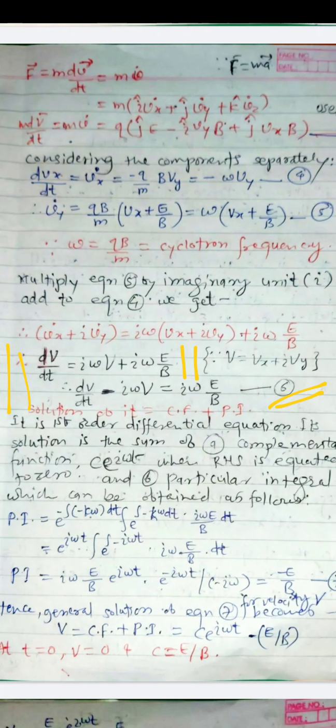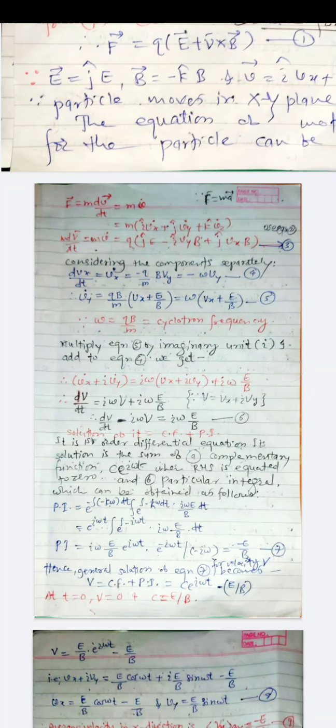The solution of a first order differential equation consists of two parts: the first part is the complementary function, CF, and the second part is the particular integral, PI. Therefore, the solution of equation 6 is equal to CF plus PI, complementary function plus particular integral. As you know well, being a student of mathematics, the solution of this first order differential equation is the complementary function first.